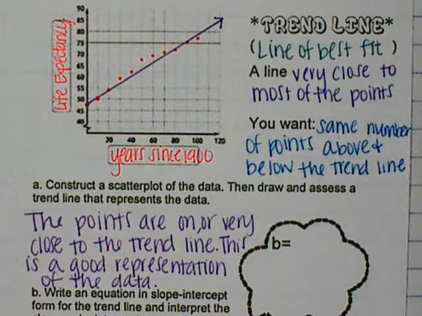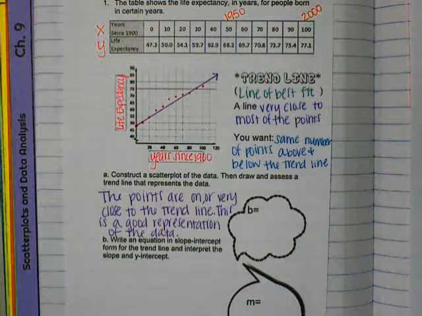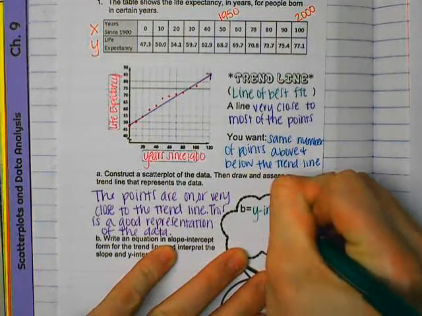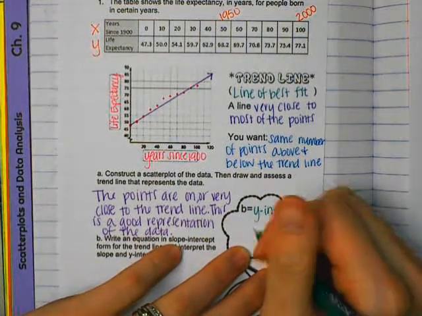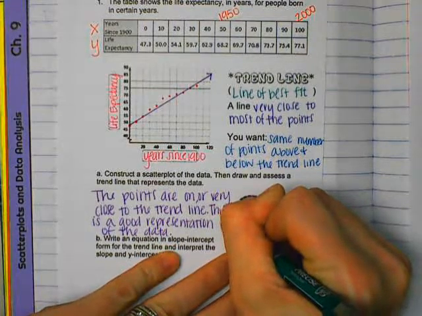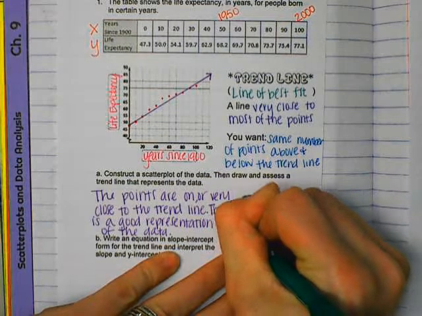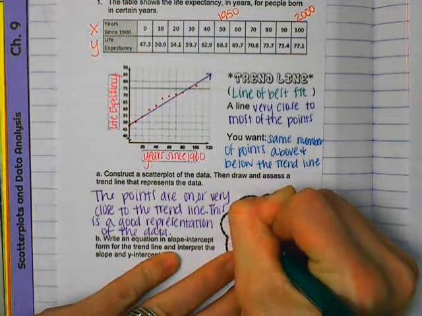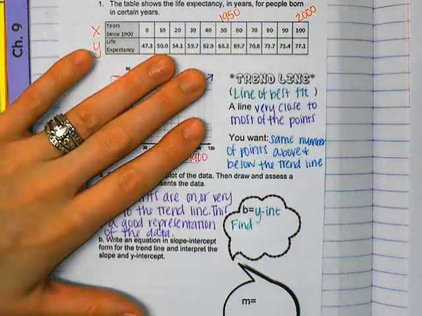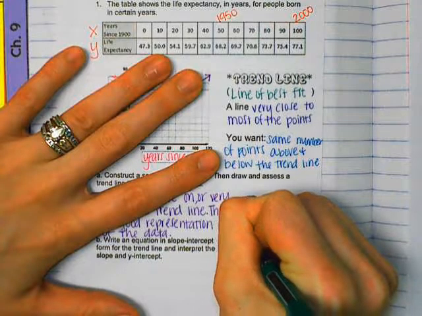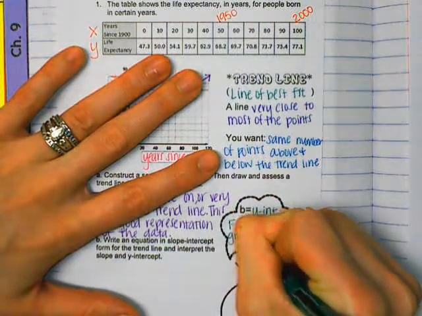So then for B, it asks, write an equation in slope-intercept form for the trend line and interpret the slope and the y-intercept. So we're going to go back to what we know. B is our y-intercept. We can find the y-intercept from either the graph or the table. If it's in the table, use that. If it's not on the table, use what you get from the graph.